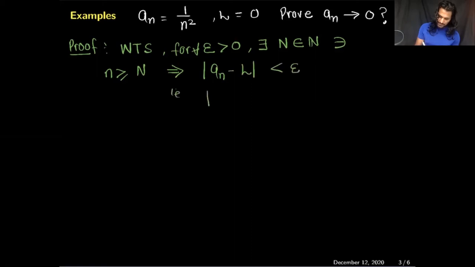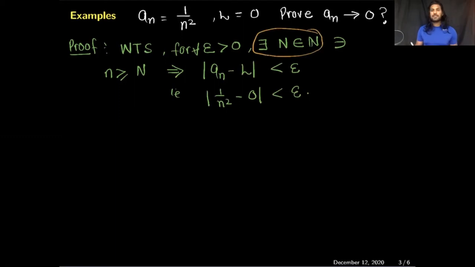That is, what is a_n? a_n is 1 over n squared, and what is L? L is 0. This is less than epsilon. This is what we need to show, that there exists an N. The existence of N is essential for this proof: we need to prove that if I choose any epsilon, there always exists an N, so that when the little n is bigger than that capital N, the distance between the general term of the sequence and the limit is less than epsilon.